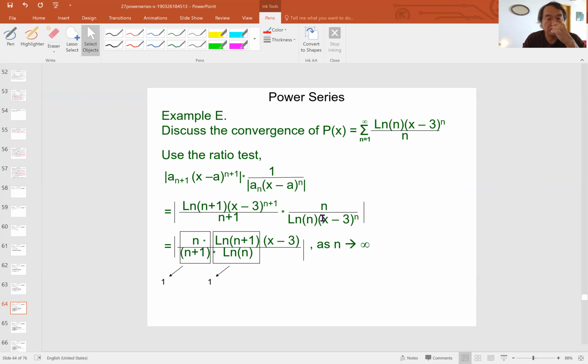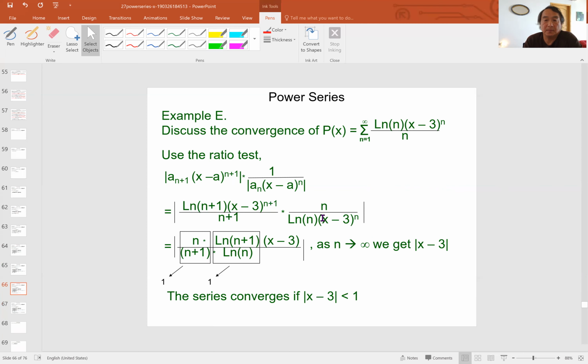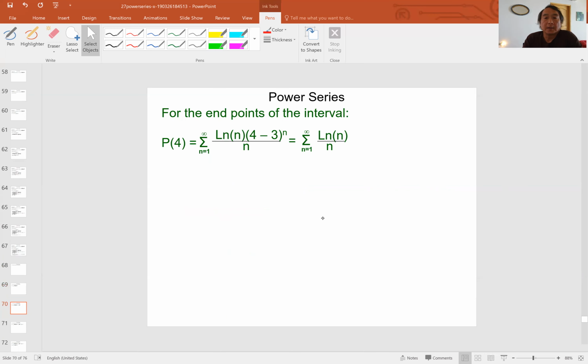You have to verify on tests, usually using L'Hopital's rule. At least I need to say something: why does that limit go to 1? Each one goes to 1, so you're left with the absolute value of x minus 3. And then the series will converge if this number is less than 1. That means x is between 2 and 4. So the interval 2 to 4 is the interval of convergence.